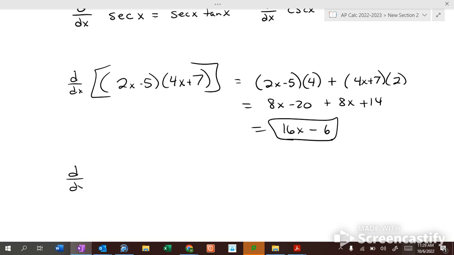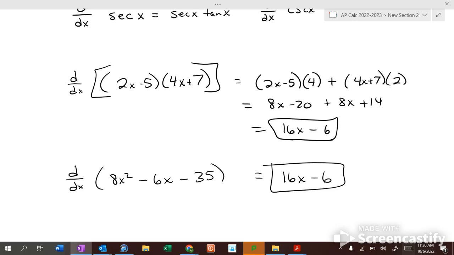Doing it the long way. Sounds good to me. So when we FOIL this, what's 2x times 4x? X squared. Outers, 14x. Inners, negative 20x. What's 14 plus negative 20? Negative 6x minus 35. Now if we take the first derivative of that, what would we get?